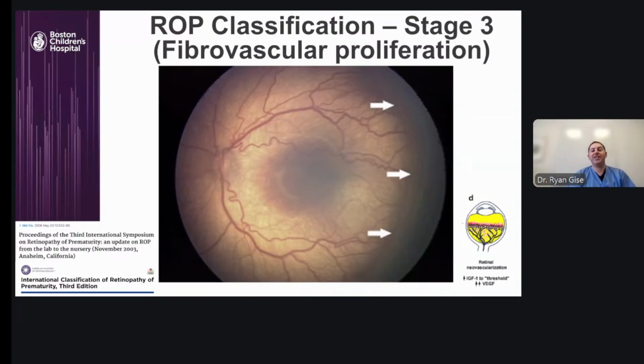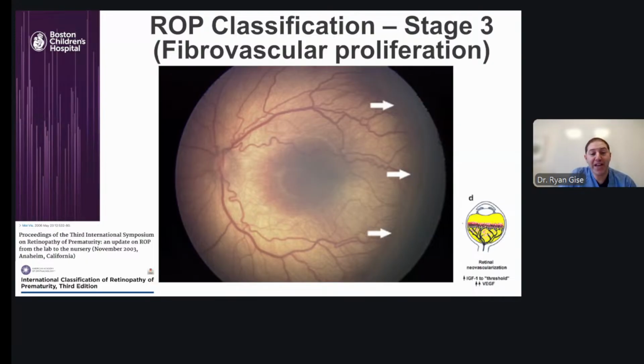And then finally, we get to stage three where treatment becomes warranted, which we'll talk about in a little bit. And so here at the white arrows, you can see that even though it's hard to tell in three dimensions, it looks like a wall of pinkish tissue. And then the blood vessels appear to be much more dilated and tortuous. So this would be plus disease and stage three. So this would be type 1 ROP that would require treatment.